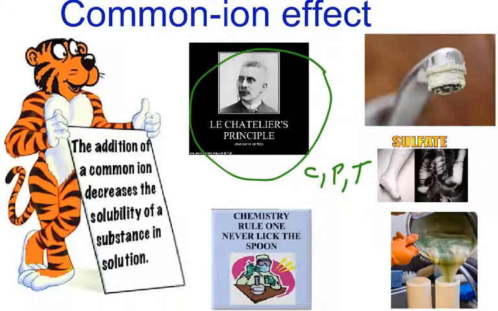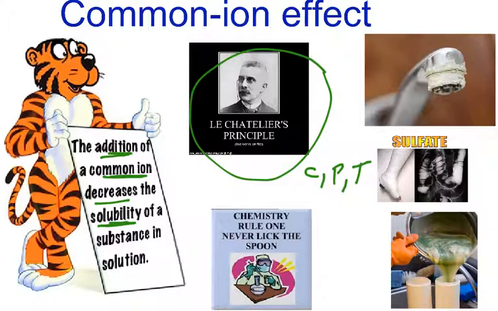In the common ion effect, you're normally adding some ion which is in common with a species in the reaction. And normally what happens is that you get a decrease in solubility. Now, if that sounds kind of weird, don't worry about it. We'll do an example in a second.